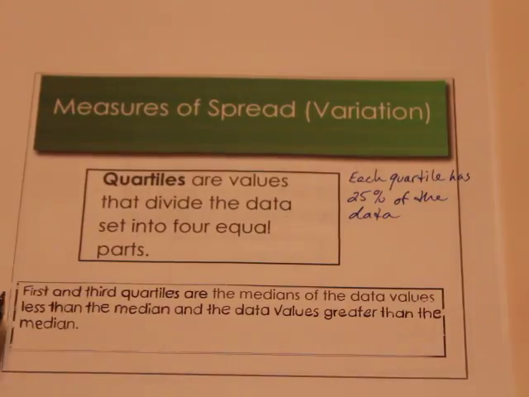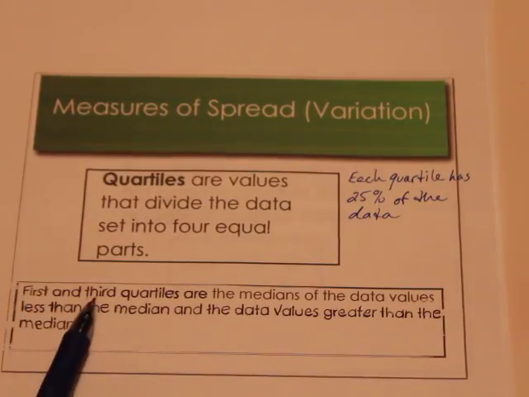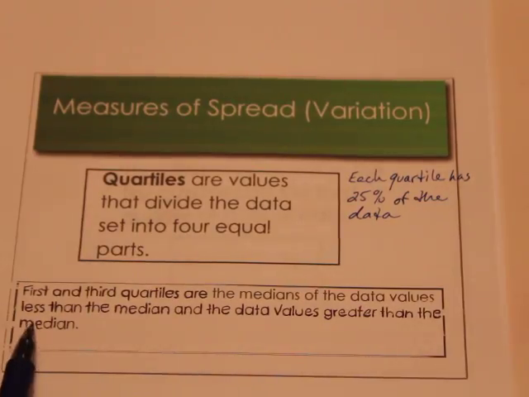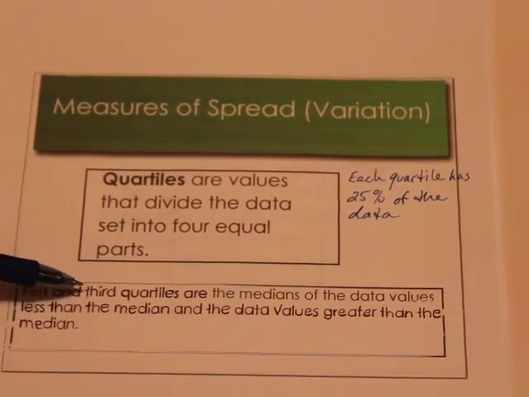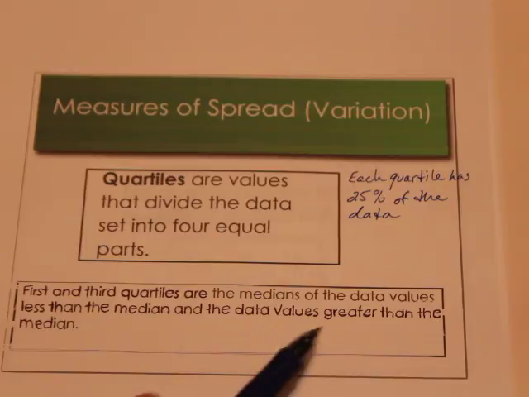Okay, so your first and third quartiles are the medians of the data values less than the median and the data values greater than the median. So the first quartile is the ones that are less than the median, and the third quartile is the one that is greater than the median. And we also need to make sure we write that down.